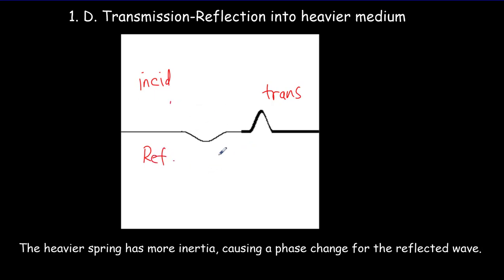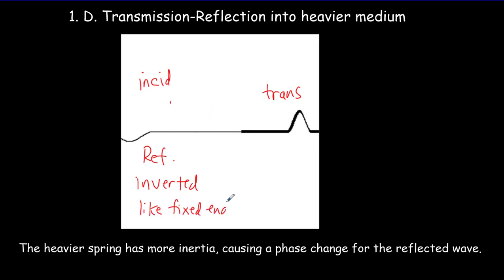So you want to notice here the reflected pulse does get inverted. And that should make sense to us because the heavier spring is going to have more inertia. And that's going to prevent the lighter spring from moving at the junction there. So it's going to be more like a fixed end. All because of inertia. So some of the energy continues forward, some of the energy gets reflected back.